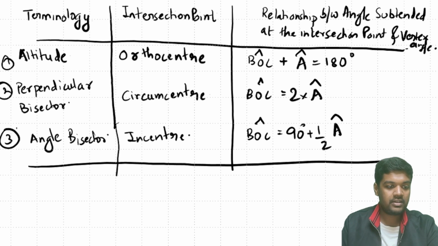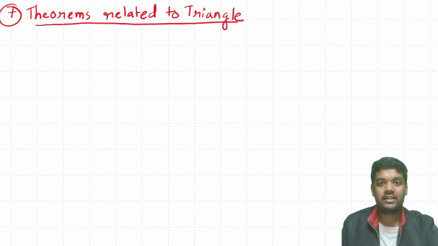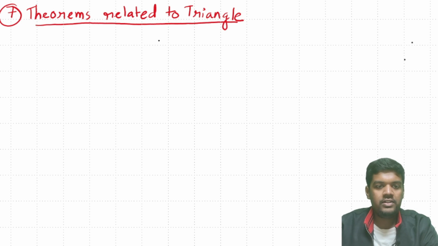Let's move on to the next topic. Theorems related to triangle. So in theorems, we'll be studying three important theorems related to triangles. First is the midpoint theorem, second is Apollonius theorem, and third is the angle bisector theorem. So let's see one by one.